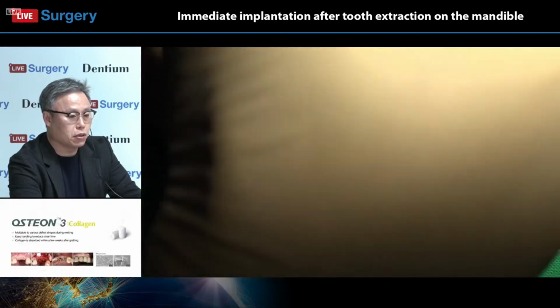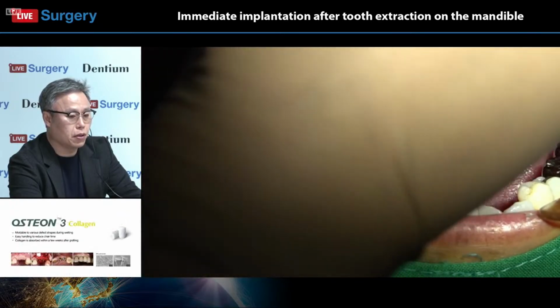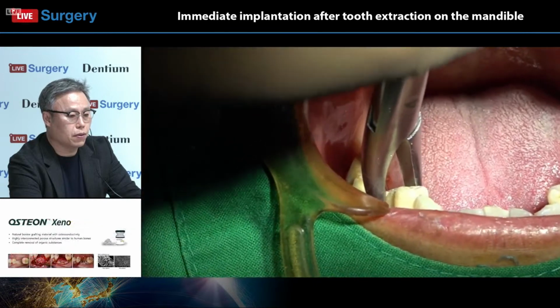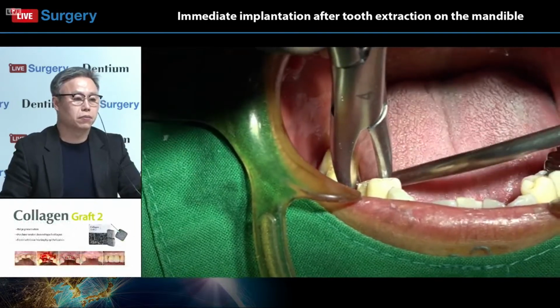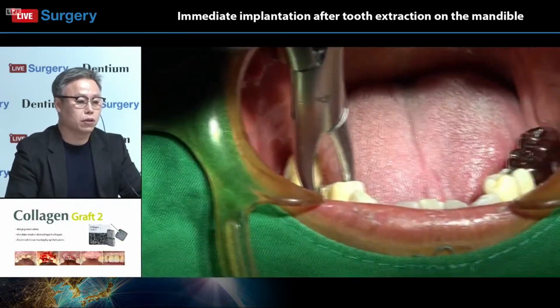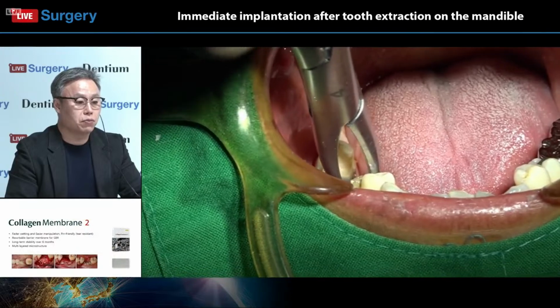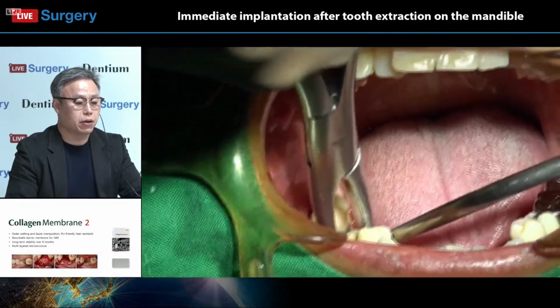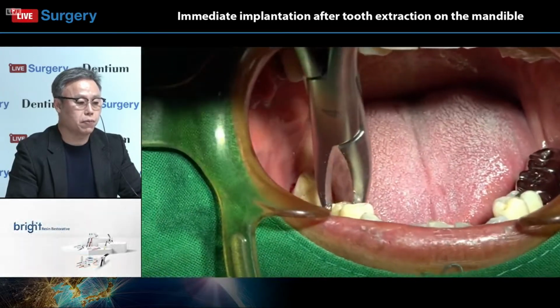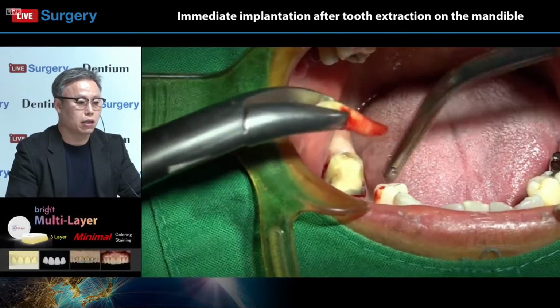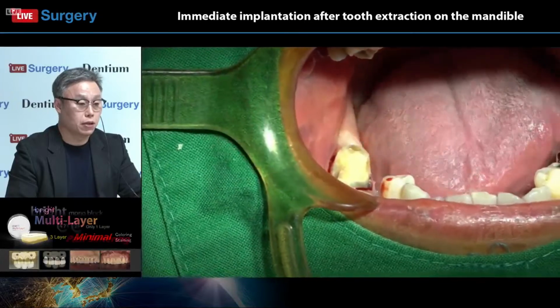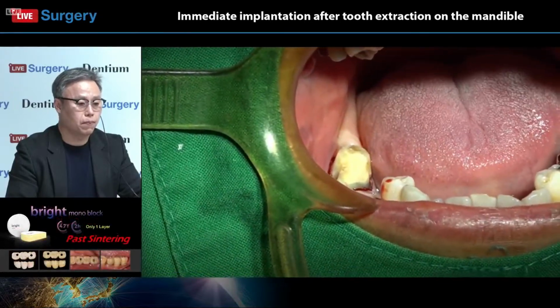We use the forceps. If the reason for extraction is periodontitis, with periodontal bone loss, then sometimes in this case we don't have to use the elevator. We luxate with the forceps, buccolingually, and sometimes rotating, and extract the tooth without any problem.